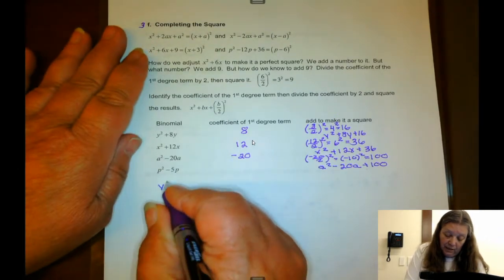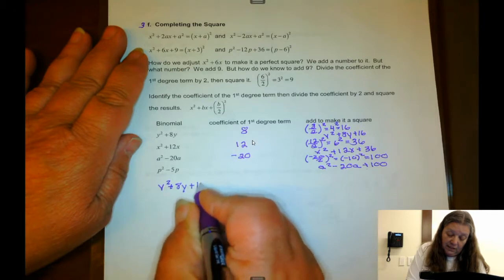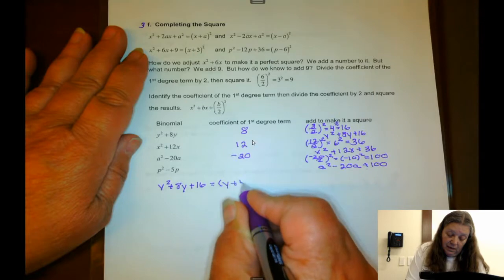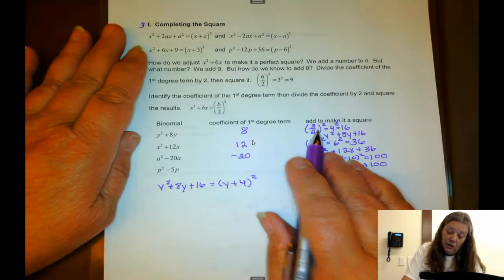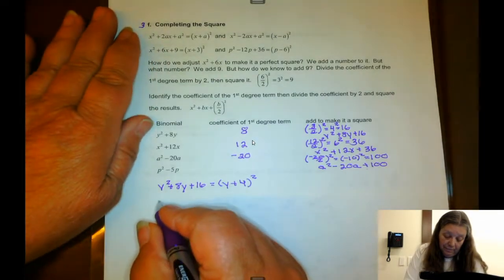And then if we factor it, if we find out what binomial we're squaring, if we look at the first one, y squared plus 8y plus 16 is y plus 4 squared. So half of the middle term gives us our other term.